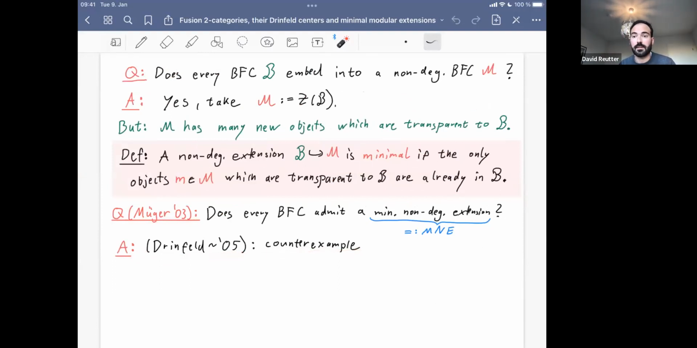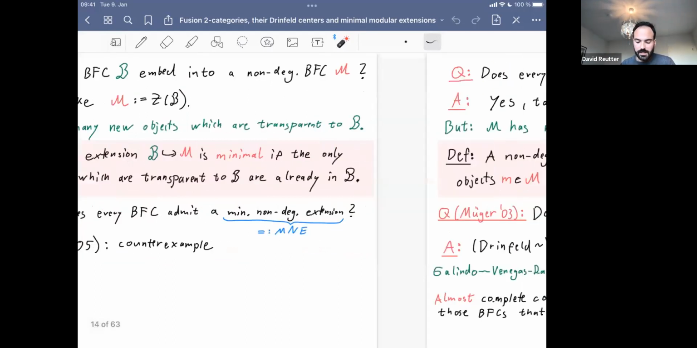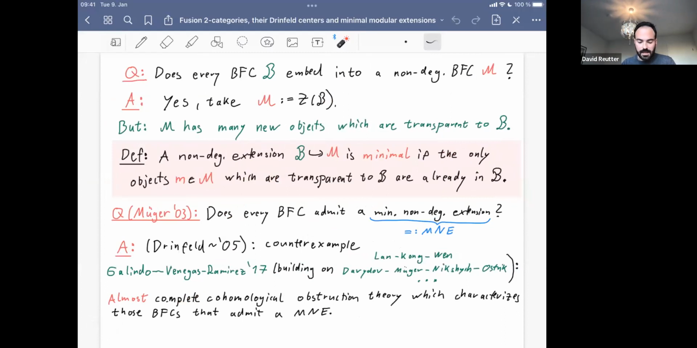You can construct counterexamples. And starting with the study of these counterexamples, a lot of theory has been developed around this. And I think this culminated in a paper by Galindo and Venegas-Ramírez in 2017, but builds on a lot of work by Lan, Kong, Wen, by Davydov, Müger, Nikshych, Ostrik, and various other people. And basically what they understand is that there is essentially some cohomological obstruction where if I have some braided fusion category, I can look at a certain cohomology theory, and that cohomology theory tells me whether it exists in a non-degenerate extension or not.